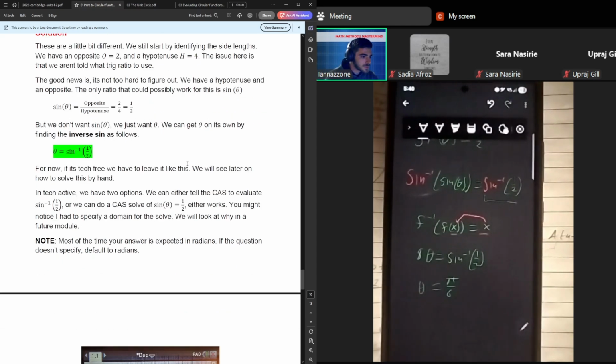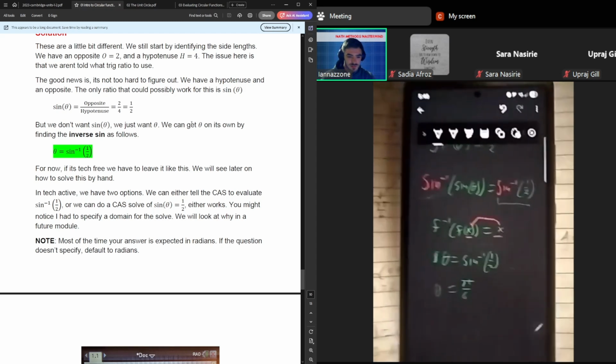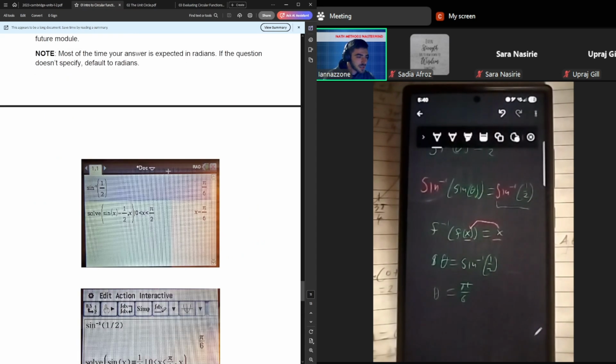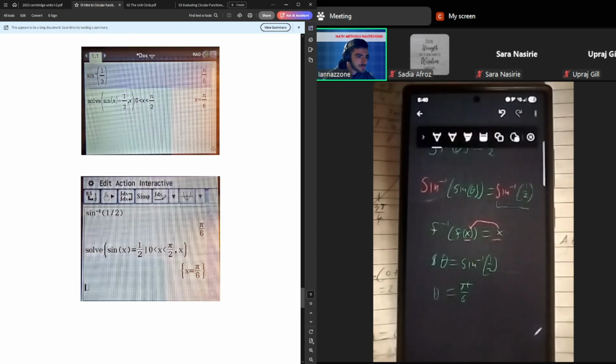Okay, so for now you could leave it as sine inverse of a half if you don't already know how to get to pi over 6. Otherwise, the CAS could also potentially help there. And I have that in the screen share as well. So you can evaluate that on the CAS like this, or you could even, in a separate way, use a solve function. You could just say, where does sine equal a half? And as long as you put a domain associated with that, you'll also get that angle that's necessary there. Same thing with the Casio.